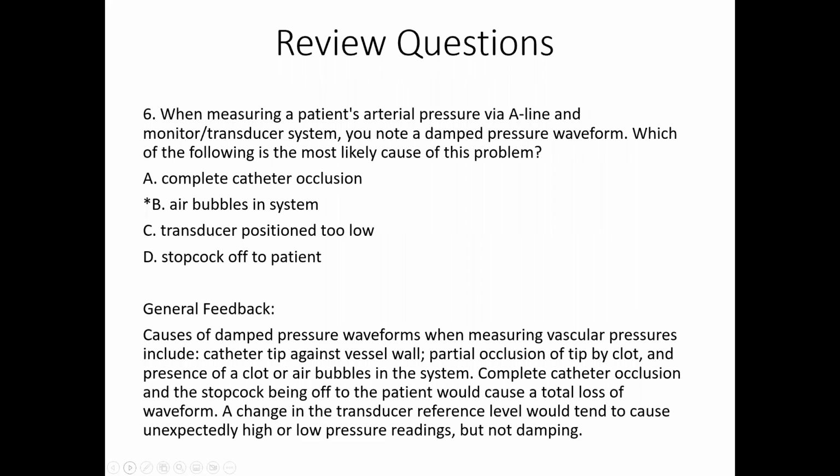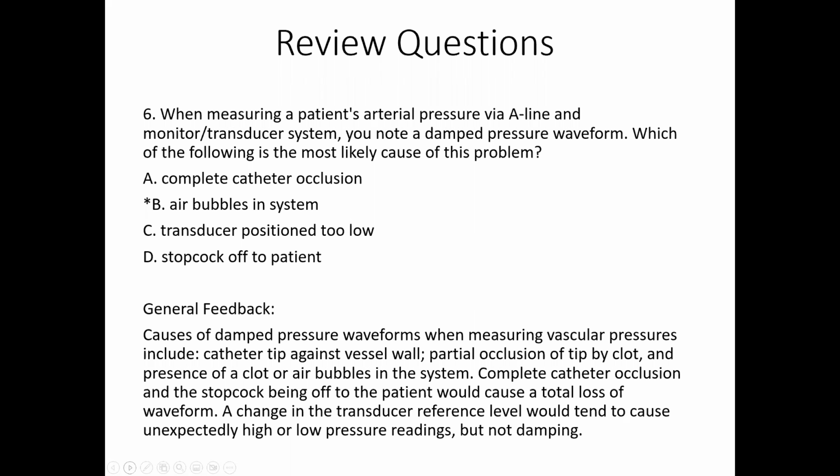When measuring a patient's arterial pressure via A-line and monitoring the transducer system, you note a damped pressure waveform. Which of the following is the most likely cause of this problem? Damped. So damped, there's that fluid. It's damped through the actual saline that's in there. A complete catheter occlusion? It's not occluded totally because you're getting a reading. Air bubbles in the system can absolutely result in dampening. Transducer position is low. Stopcock off to the patient.